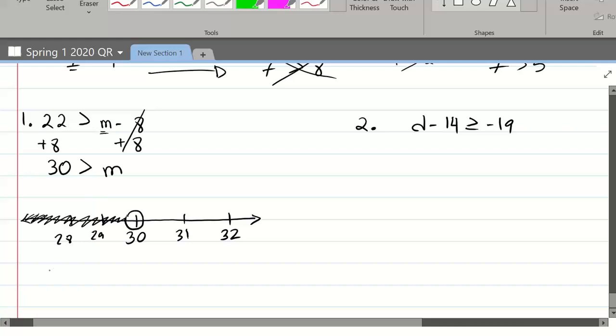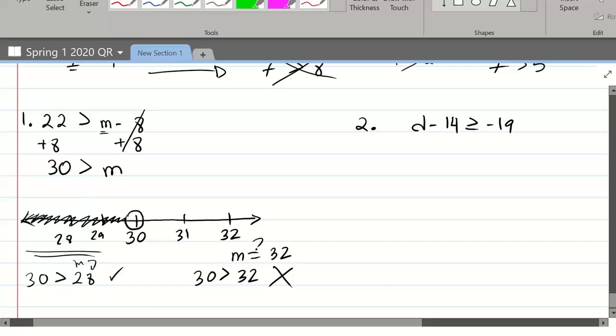So again, we could use that example. What if m is equal to 32? Let's check. Does that make sense? Is 30 greater than 32? No, so that means m can't be on the right-hand side. m has to be on the left-hand side. If m was 28, is 30 greater than 28? Yes, that makes sense. That means it has to be on this side.